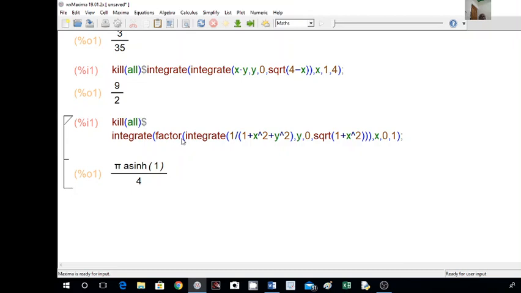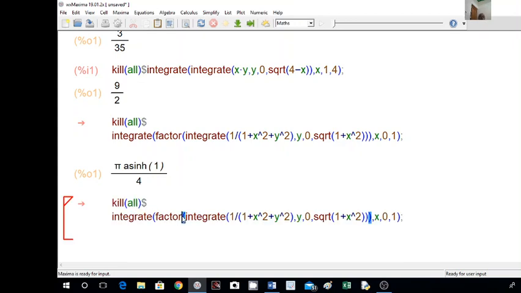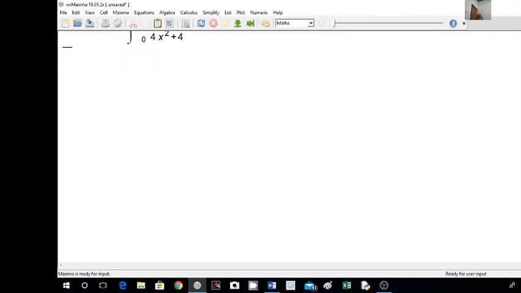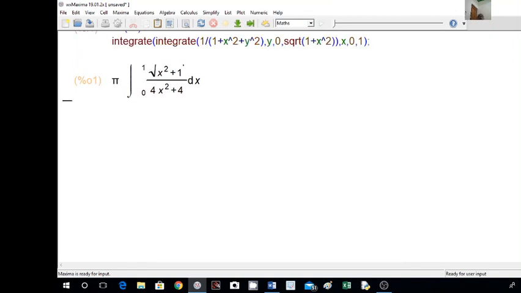Here I have written factor. Suppose if I remove this factor, what happens? Once again I will paste here, Control V. If I remove this factor, this bracket I have to remove here. This also I think I have to remove. I think correct here. Then if I execute Shift Enter, what am I getting?